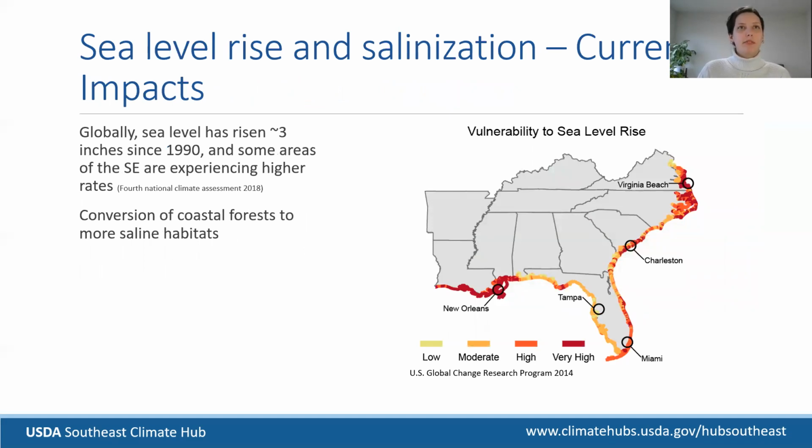Sea level has risen globally about 3 inches since 1990, and some areas of the southeastern United States are experiencing higher rates. This map shows vulnerability to sea level rise, and as you can see, some coastal areas are more vulnerable than others. And in these areas, there could be conversion of coastal forests to more saline habitats like salt marshes.